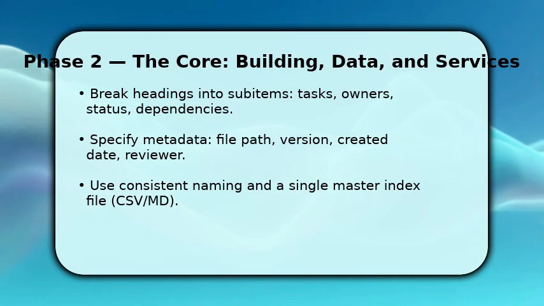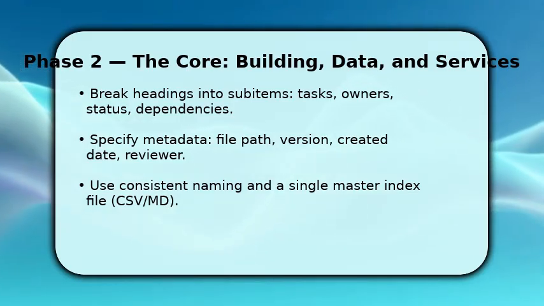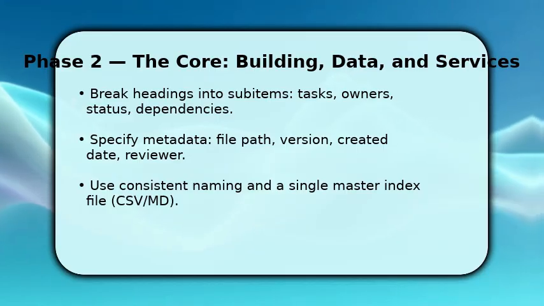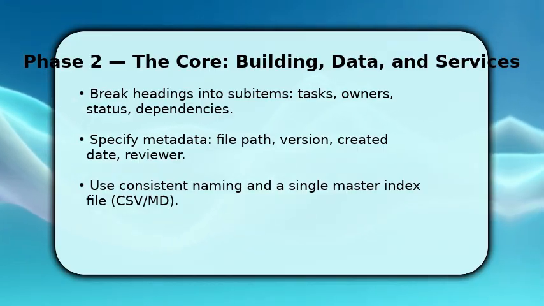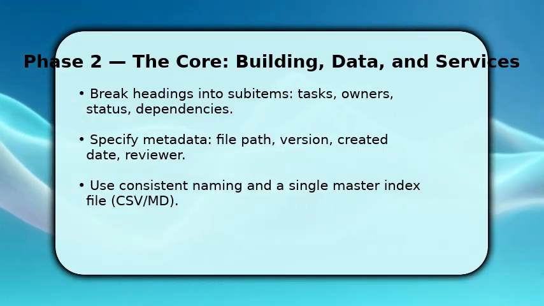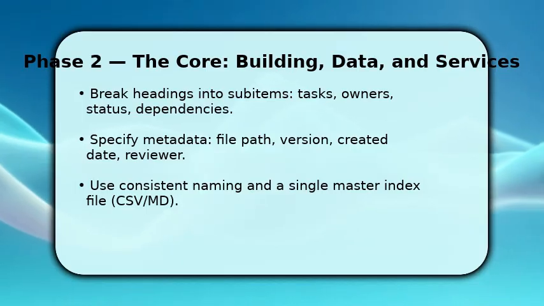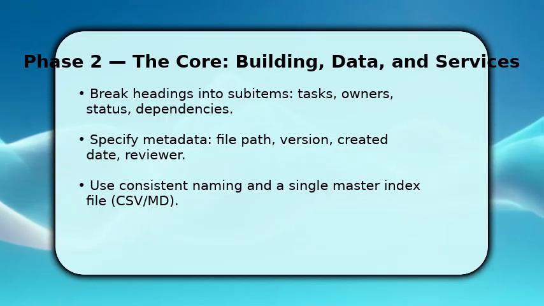Once the outline exists, you expand each heading into concrete entries. Add task descriptions, owners, current status, and explicit dependencies so nothing is ambiguous. Make sure to include metadata for every item: file path, version number, created date, and last reviewer, because this is what keeps the index actionable.